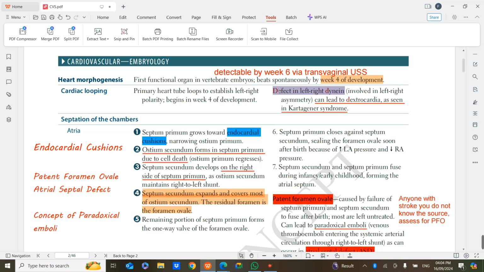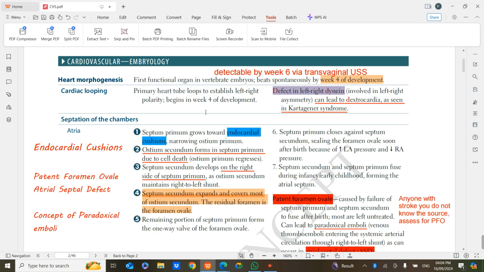Then the second important question you might want to note here is, at what week do you think the beating of the heart can actually be detectable via the transvaginal ultrasound? So you go for week 6. Now, if you look at it, week 4, week 6, just for you to note, very simple question.